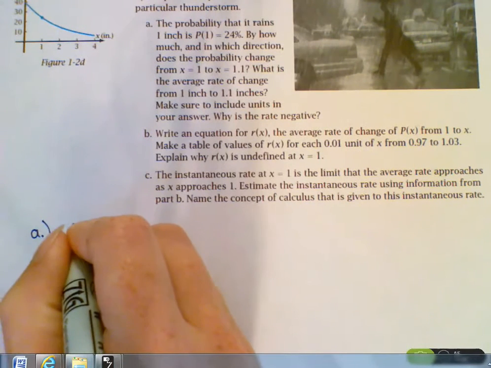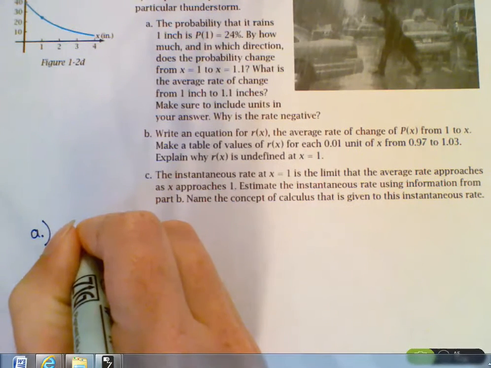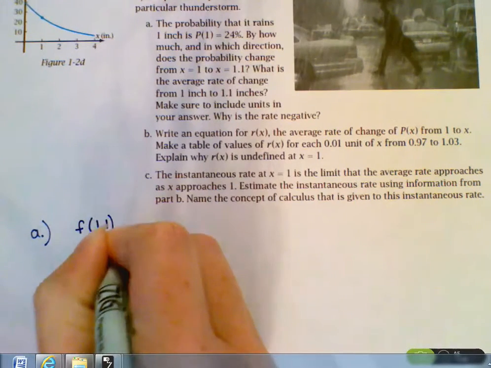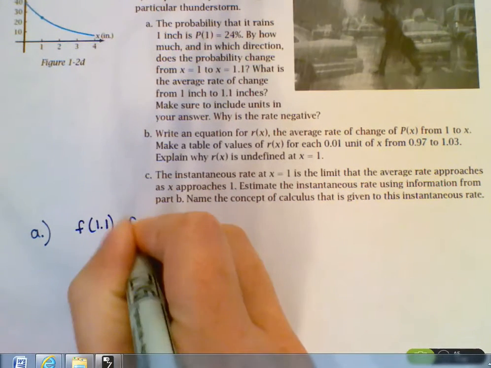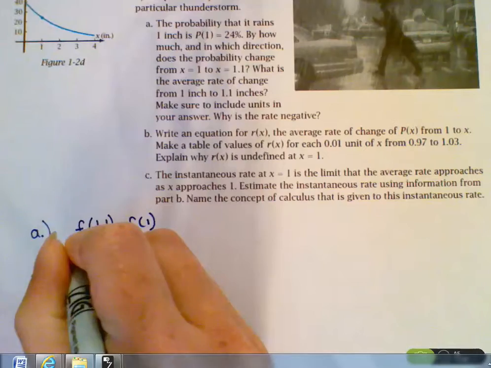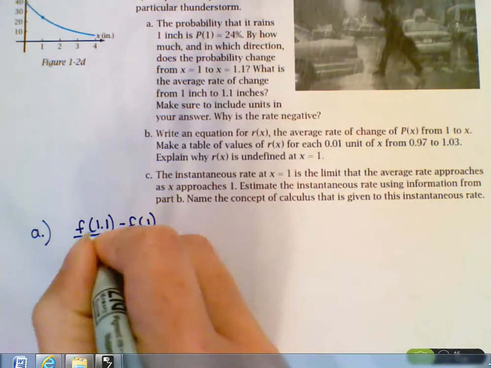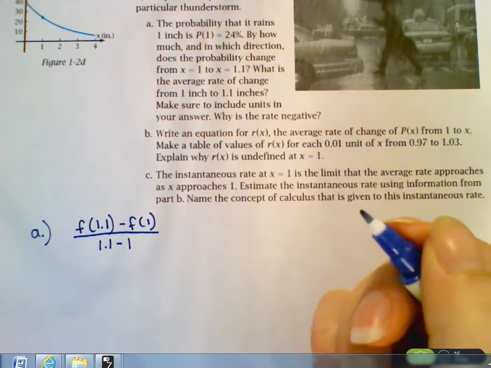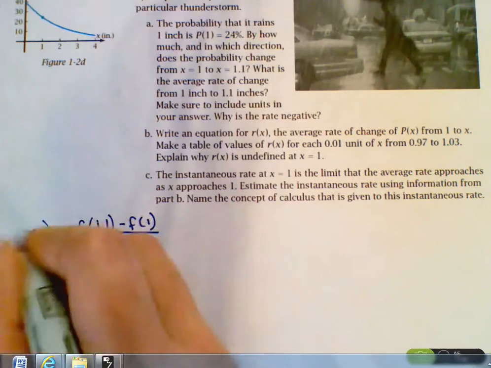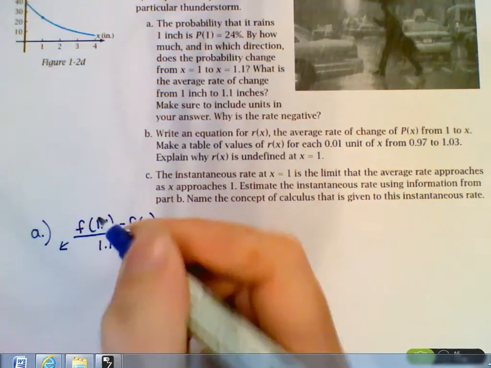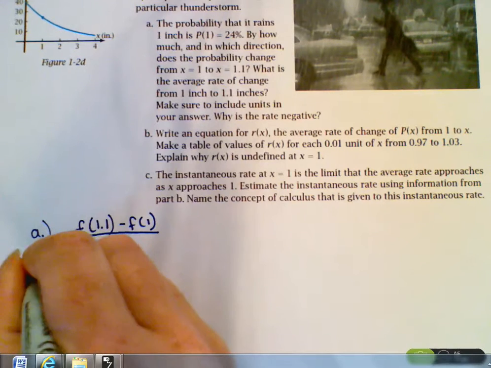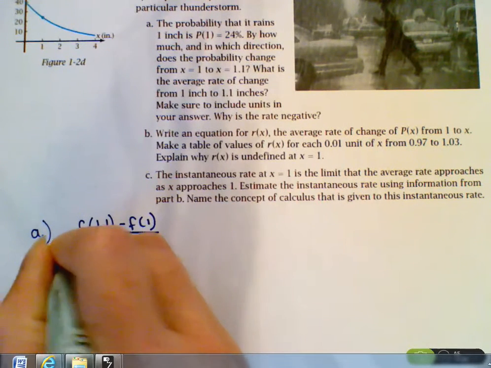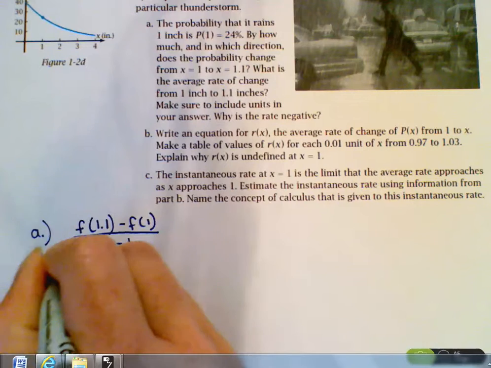What we want to do is find f of 1.1 minus f of 1, all over 1.1 minus 1. So this is going to be our average rate of change.